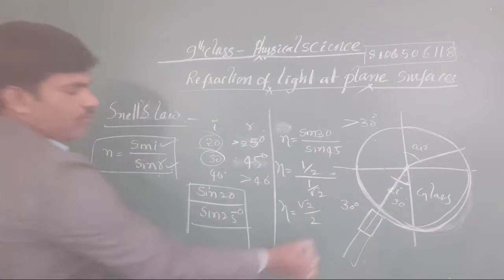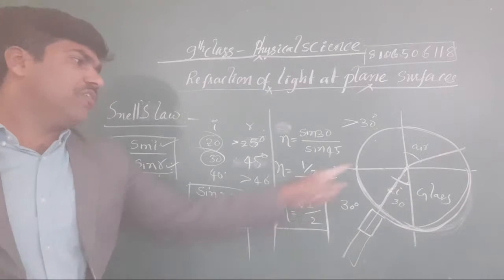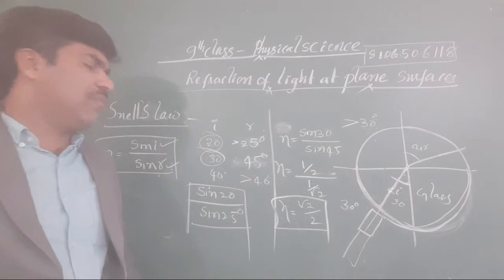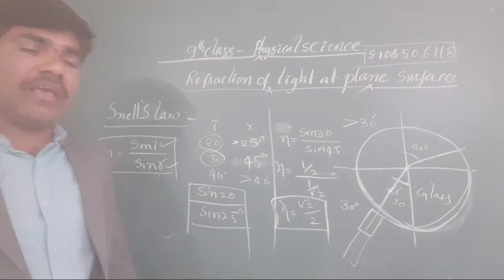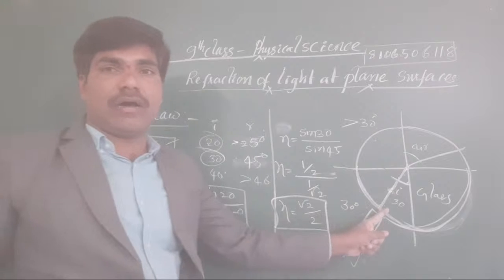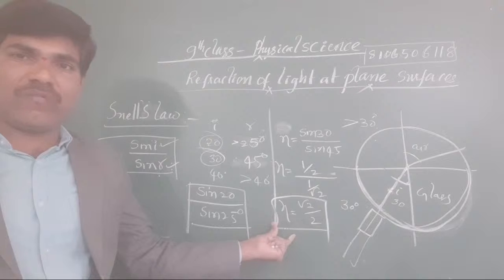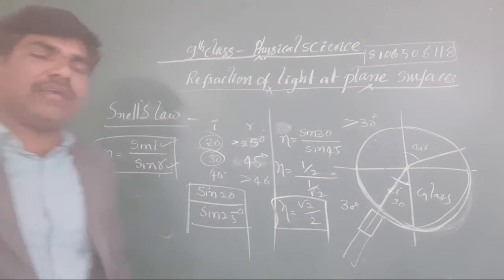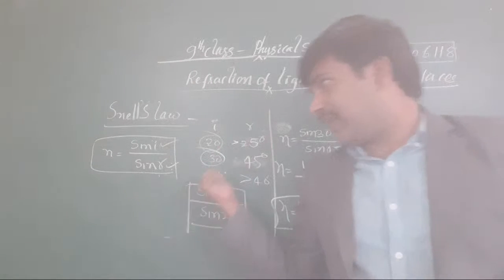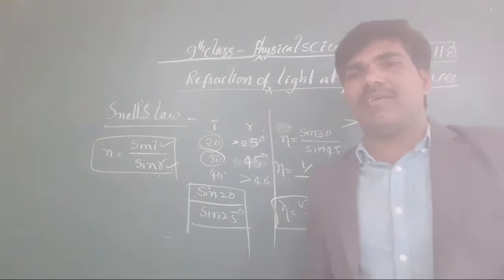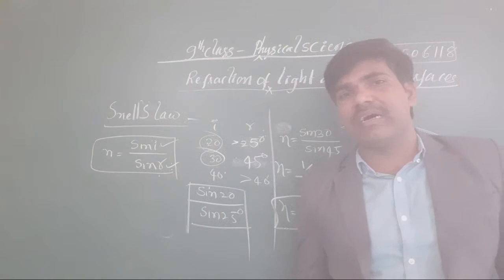This value indicates what actually? This value indicates the refractive index of the media, the refractive index of the incident media. Clear or not, all the students? What do you observe from this? The ratio of the sine of the angle of the incident ray and the refracted ray is equal to the refractive index of the media.